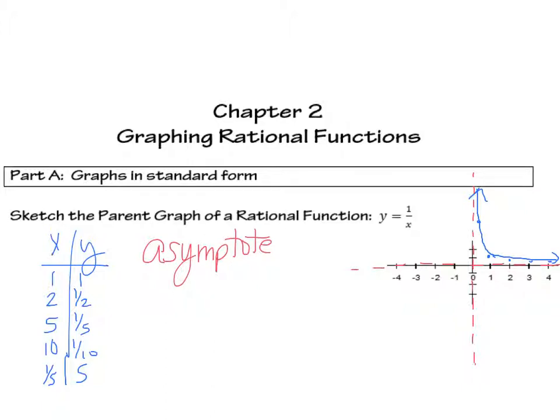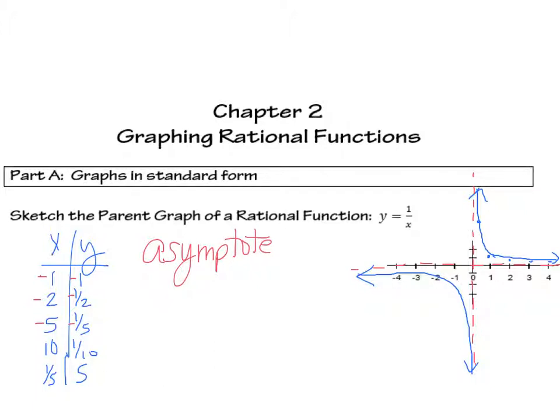Now I did all positive values, but I could do the same thing. If I plugged in a -1, I would get -1 back. A -2, I'd get -1/2. -5, -1/5. So I actually have all those same points down here in this quadrant as well. And so you'll have two branches of this. This is called a hyperbola, two branches on the graph that are approaching these asymptotes. All right, so that is your parent graph right there.